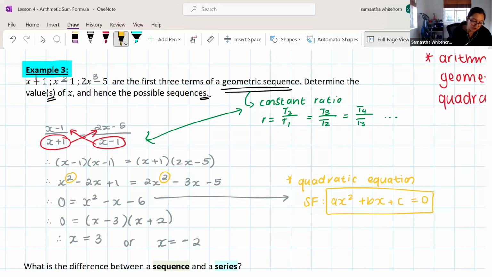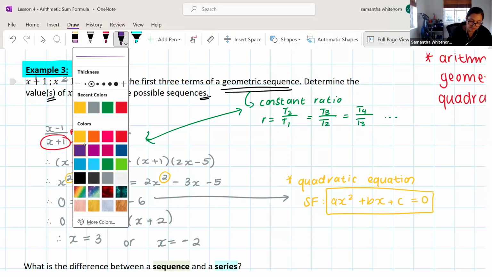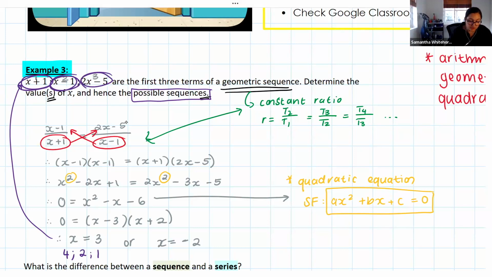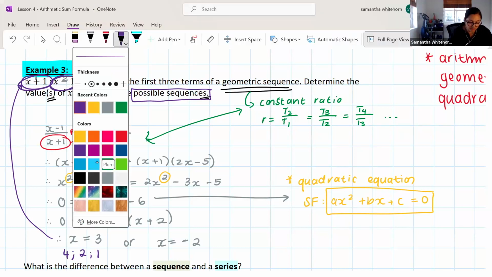The second part asked us to determine the possible sequences. Now that's not too tricky. All we need to go and do is we need to go and sub these values of x back into those expressions that I was given originally and find the possible values. So if I sub 3 in, 3 plus 1 is 4. 3 minus 1 is 2. 2 times 3 is 6, minus 5 is 1. So if x was equal to 3, by substituting into these original expressions I was given for each of my terms, I'm able to find my sequence. That is definitely geometric. If you go and work out your constant ratio, it's a half. So you're dividing by 2 each time. So we're happy with that.